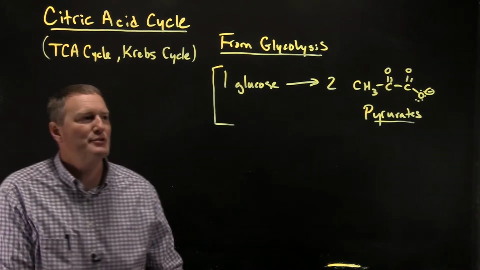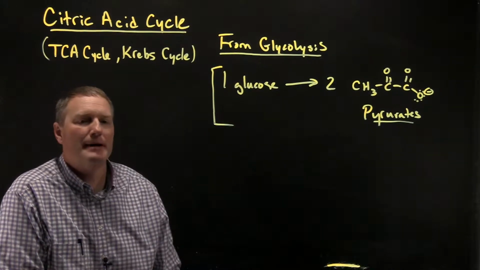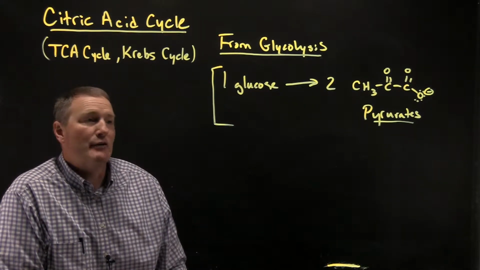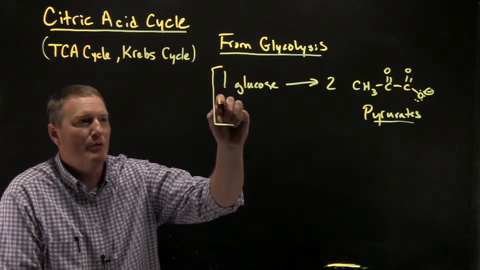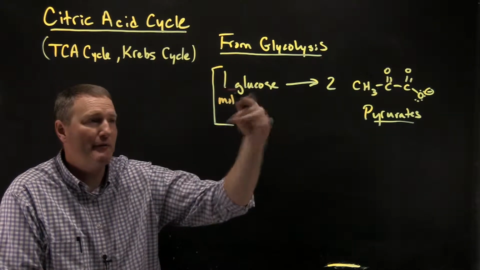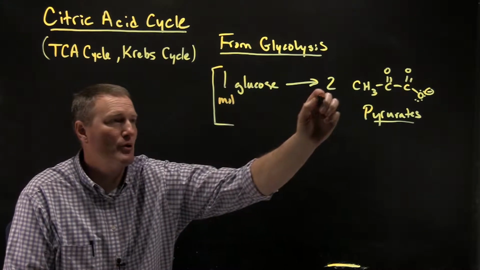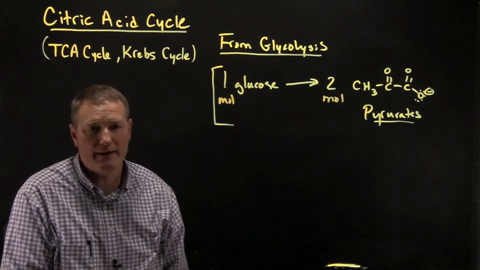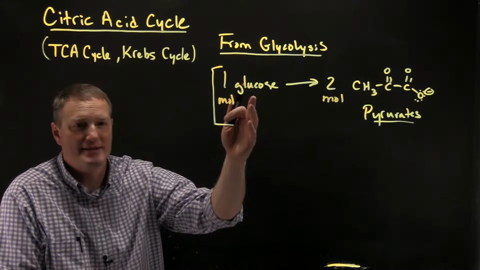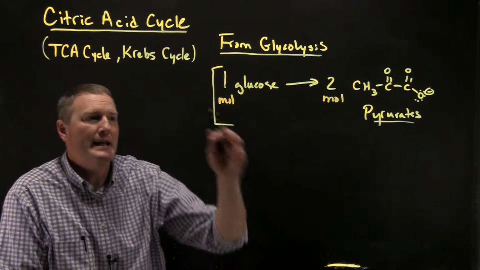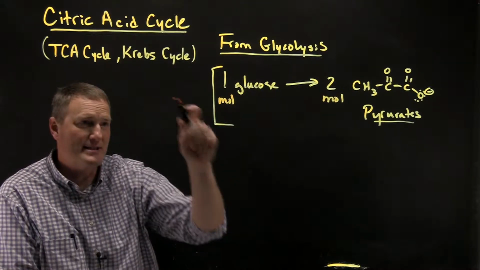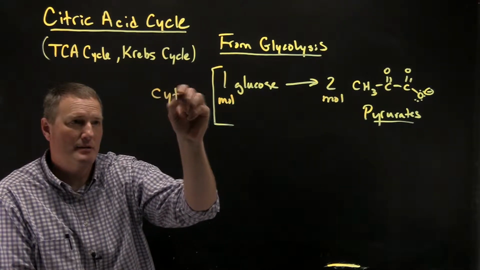And to start off, let's just recall from glycolysis that if we start with 1 mole or molecule of glucose, let's just say 1 mole, that after the process of glycolysis, we get 2 moles of pyruvate. So you're basically splitting the 6-carbon glucose into 2 3-carbon fragments called pyruvate. Now recall where this happens. This happens in the cytoplasm.